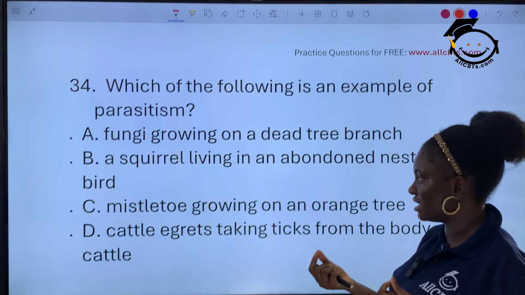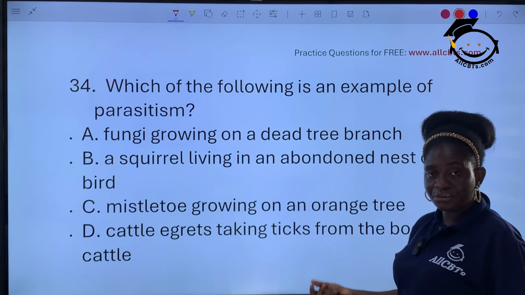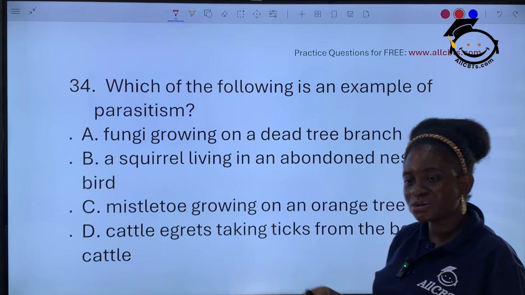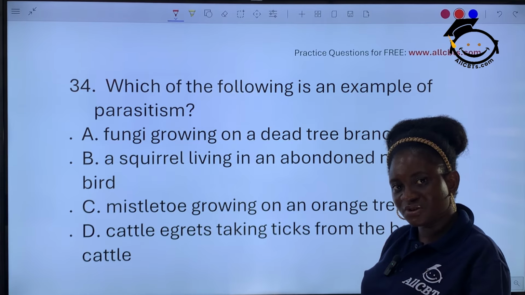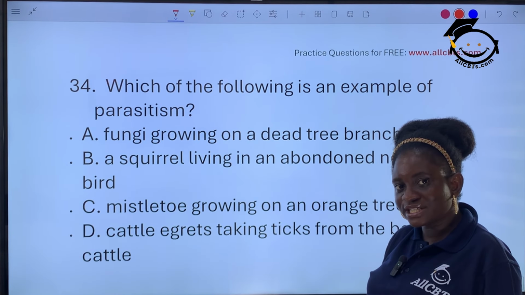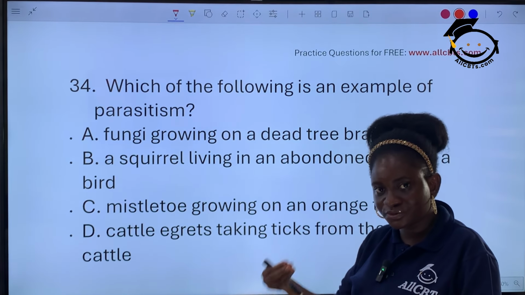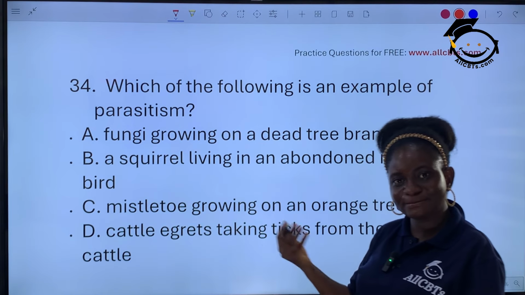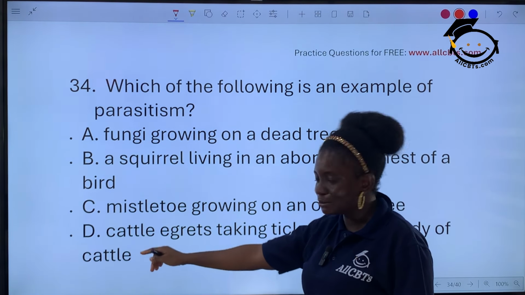The mistletoe growing on an orange tree. That means it's sucking the nutrients from the orange tree. The nutrients that are necessary for the tree to produce good fruit. So this is competing, it is sharing the nutrient. So let's see the last option.